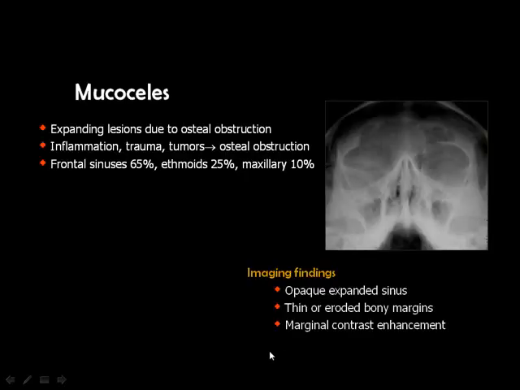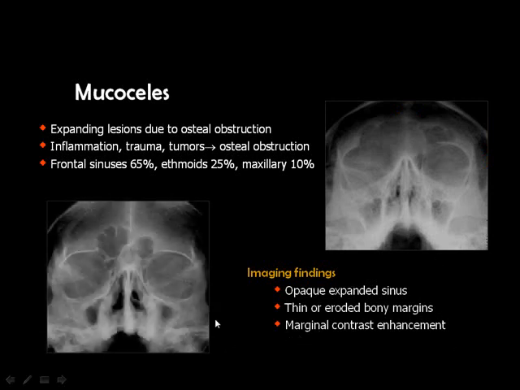And in cases of mucocele, you will see that the sinus is opaque and expanded. You can compare with the normal sinuses. These are the frontal sinuses which are clear. And here the left frontal sinus is normal. The right frontal sinus is expanded and is opaque.